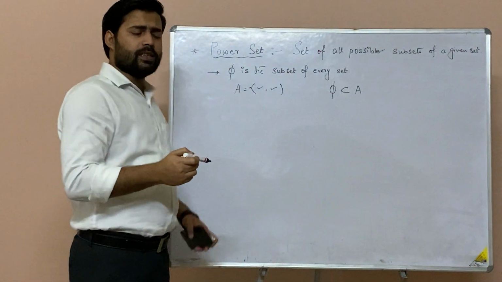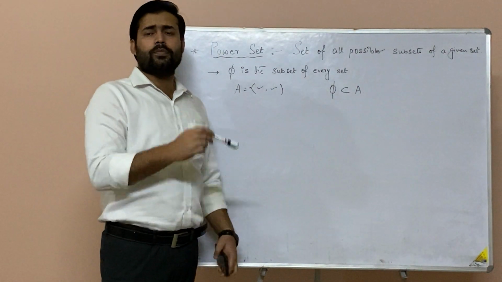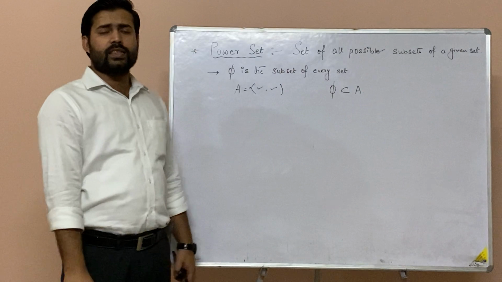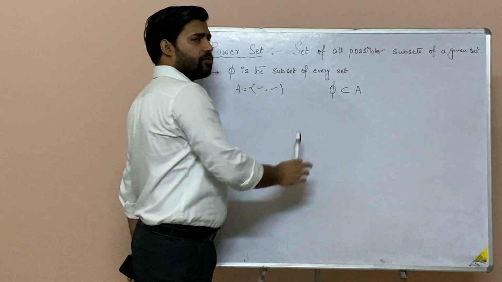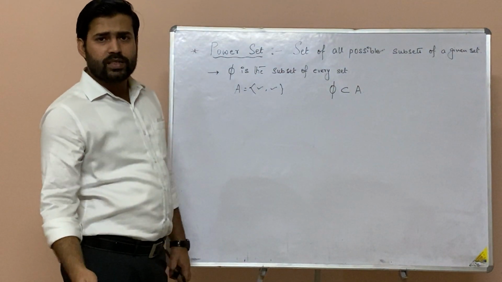If you remember subset from my previous lecture, please see the previous video. If you do not understand what a subset is, you will easily get to know. So phi is a subset of A. So how can you say that?